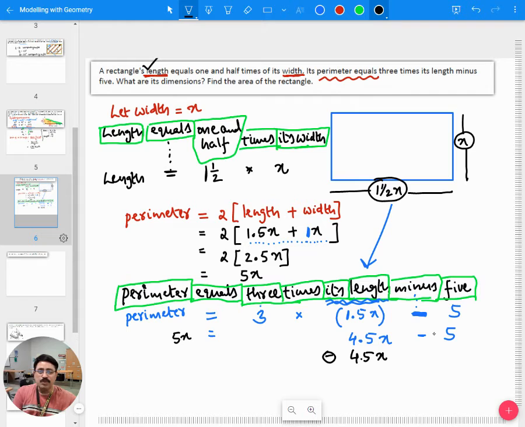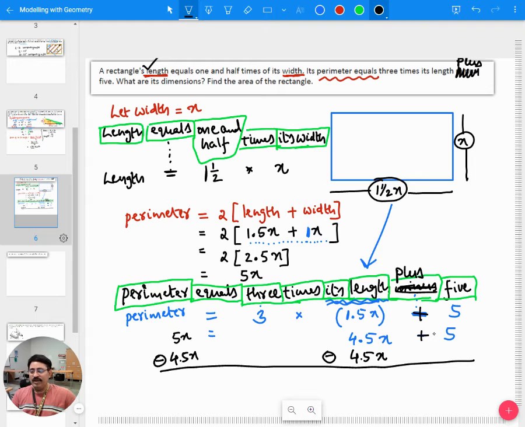Guys, I'm making a small change. Instead of minus, let me modify the question. There's a concept error here, so let me make it plus. So if this is plus 5, then what will be the result? 5x minus 4.5x. It is as simple as $5 take away $4.5. Then you'll be left with 0.5x equals 5.